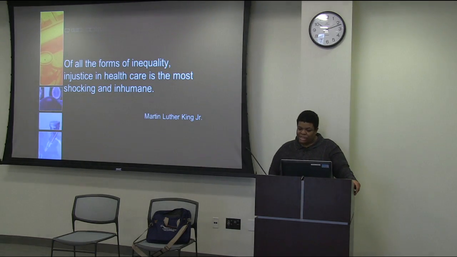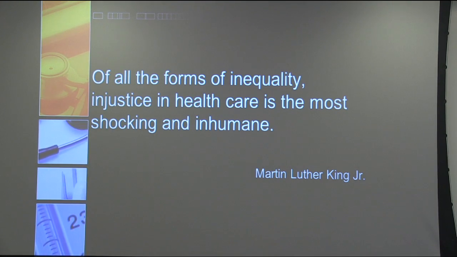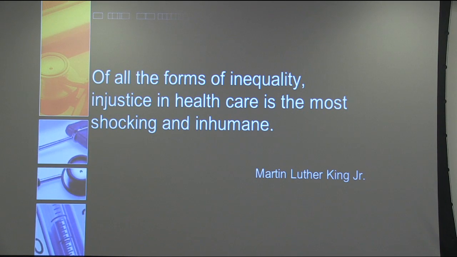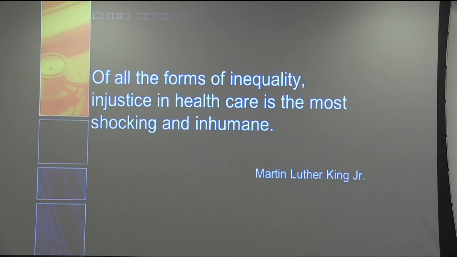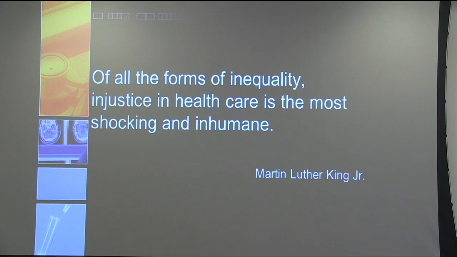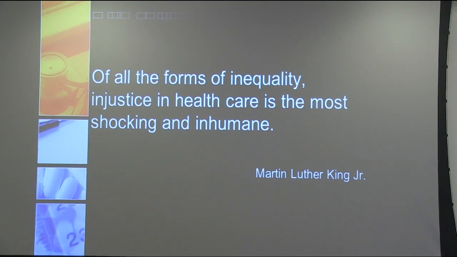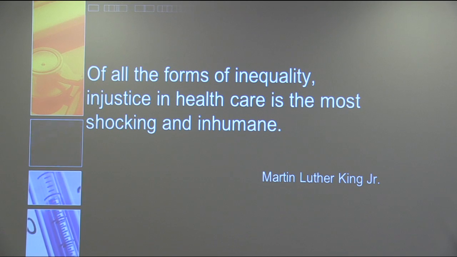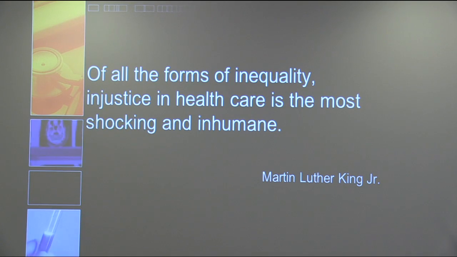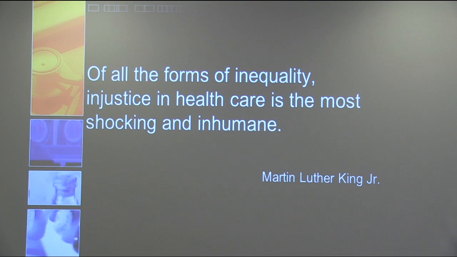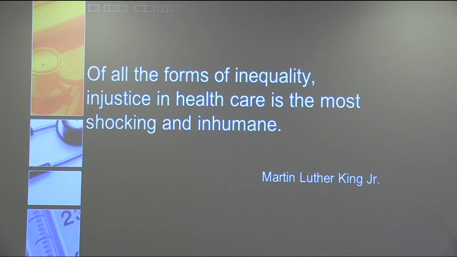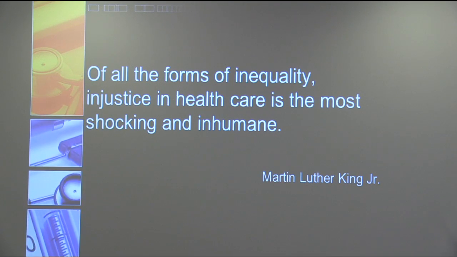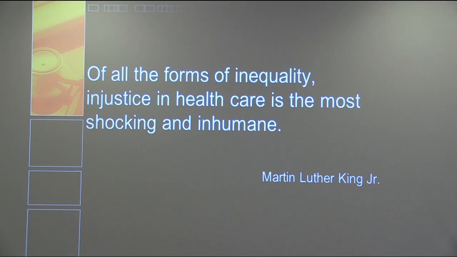So I'll just end with this. It's a quote from Martin Luther King. I think it's timely, as we're just coming off of MLK Day, and then also with the inauguration, and people's feelings are all over the place about the inauguration. But one of all the forms of inequality, injustice in healthcare is the most shocking and inhumane. Right? People really should have the right to affordable, accessible health care.